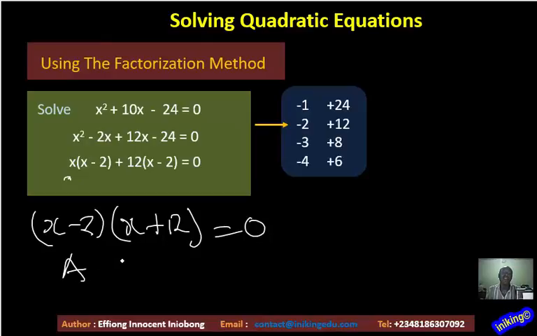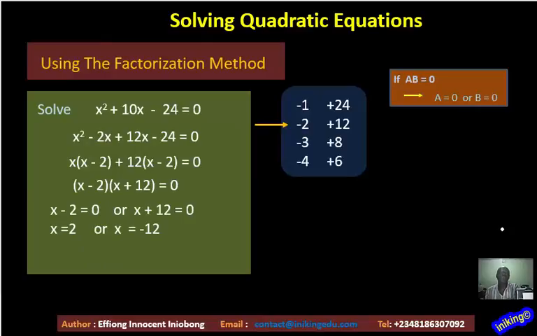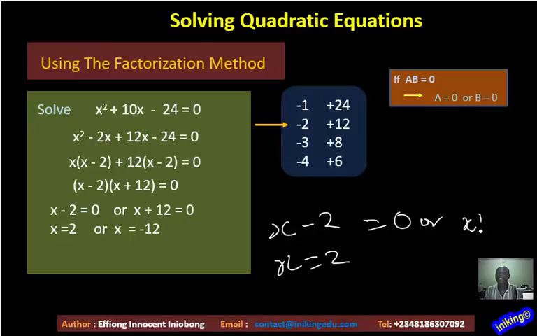Two numbers, a and b, multiply to give us 0. One of them must be 0. It is either a is 0 or the second number b is 0. So moving straight and solving for that, our x minus 2 is 0 will give us that x is equal to 2. Or our x plus 12 is equal to 0 will give us x equals to minus 12. And we have obtained the roots of the quadratic equation. So that's the solution to the equation x squared plus 10x minus 24 equals to 0.